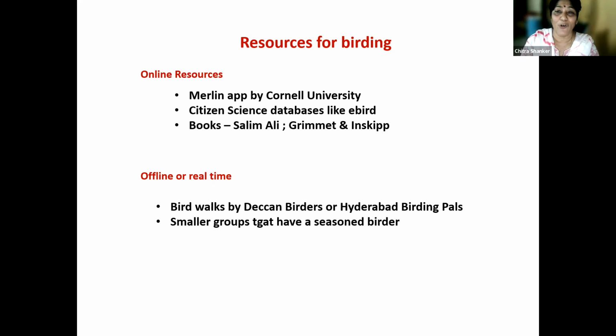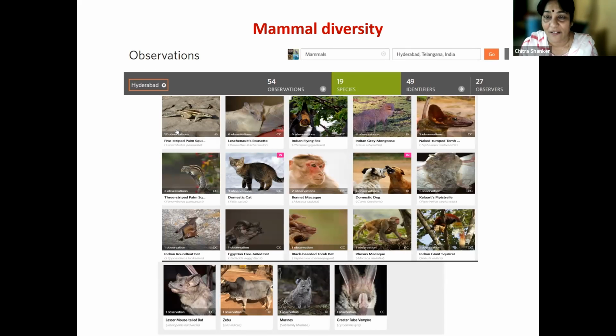And when you're birding, you will also be doing other kinds of observations. So coming to mammal diversity on iNat in Hyderabad, if you see, there are around 19 species recorded. What all comes under this? Actually, very few studies have been done on the bats in and around Hyderabad. You will see a lot of bat species in the night. So people who are interested in nocturnal observations, if they can go for observing bats, it will be a great contribution in these 4 days.